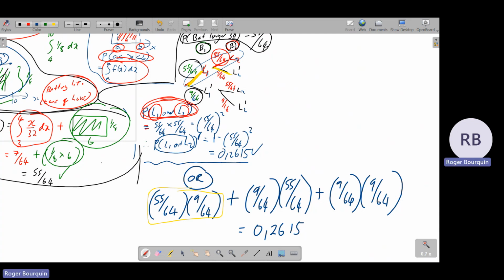Okay, there's another route for the torch not to work, which is, well, the first one doesn't last, but the second one does last. That will also be 9 over 64 if I follow that route, times 55 over 64. And the third route would be this one in green here, where the first one dies and the second one dies, which is 9 over 64 times 9 over 64. And you work that out to get the same answer, 0.2615.